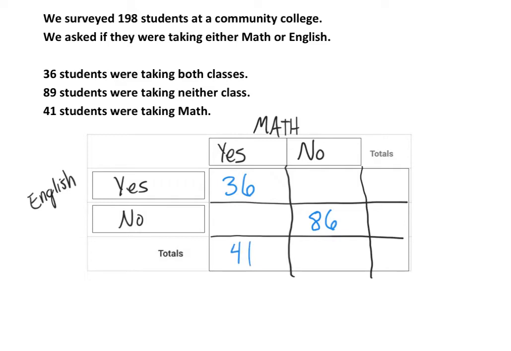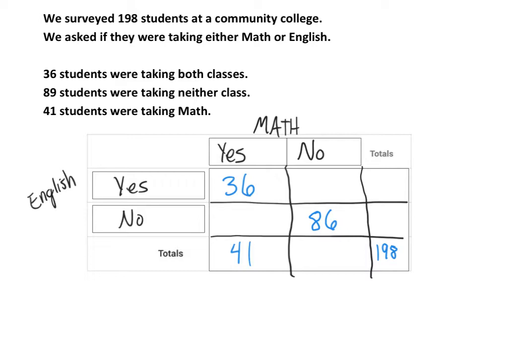Now we actually have enough information here with these cells to complete the rest of the table. And what we can use are the totals. So if we know a certain amount total in a row or in a column, we can use a little bit of subtraction to figure out the remaining cells. Now before I think backwards, there is another piece of information that I did not put in, and that is the total. That is the total students who completed this survey. That goes here in the bottom right. So there are 198 people.